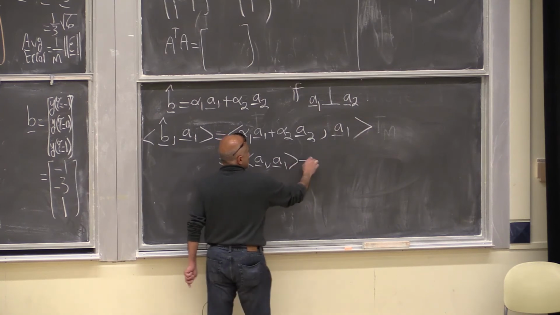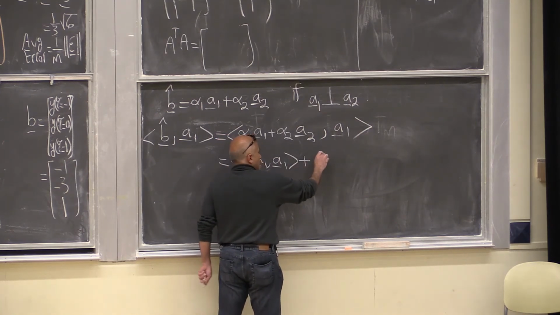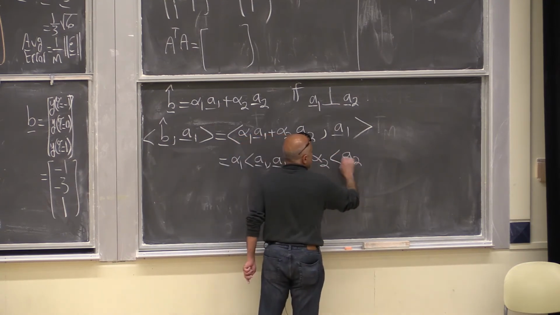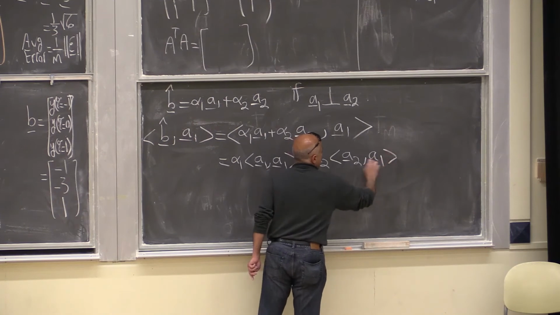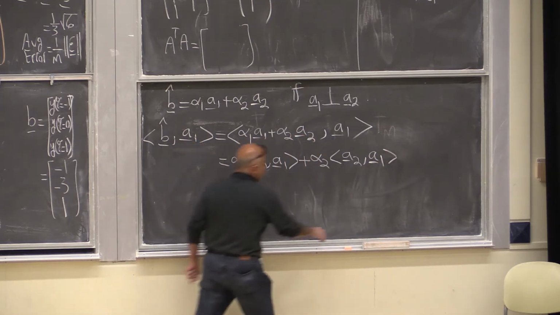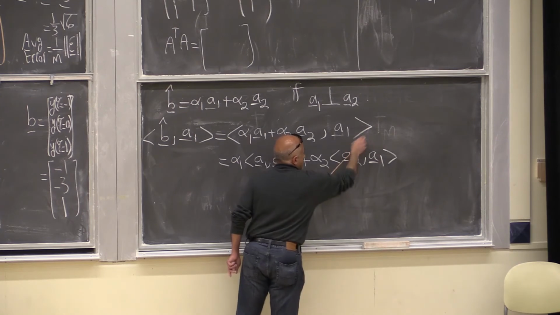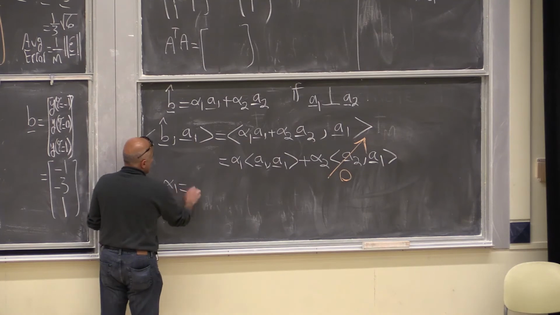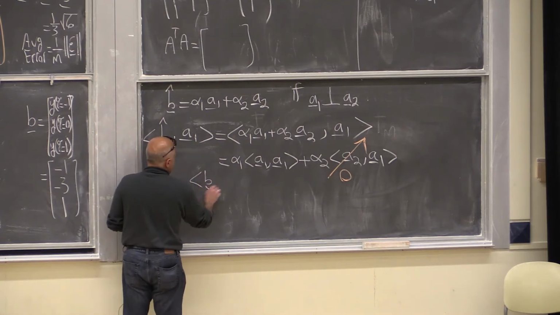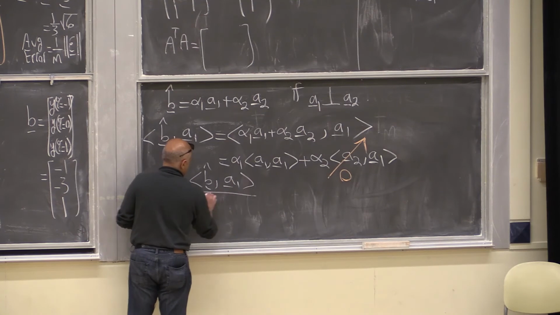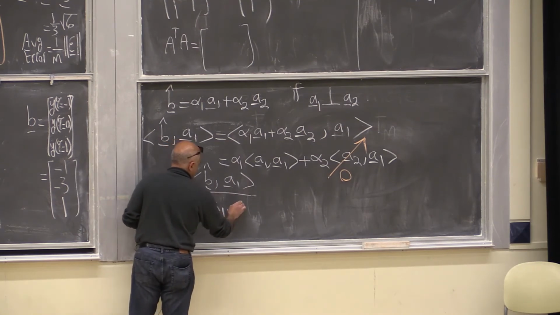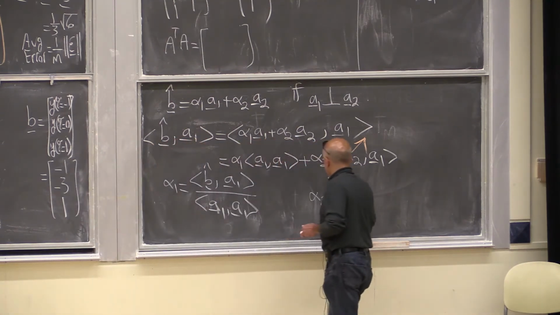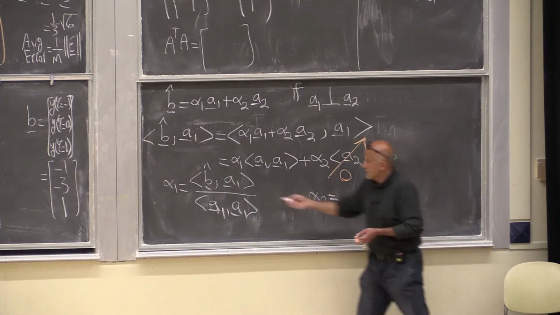Alpha 1, A1, plus alpha 2, A2, comma, A1. And because A1 and A2 are orthogonal, what do you know about the second term? It goes to 0. So you can figure out alpha 1 by simply taking the projection of B hat onto A1 and dividing it by the magnitude squared of A1. What do you think alpha 2 will be? Instead of A1, you have A2.